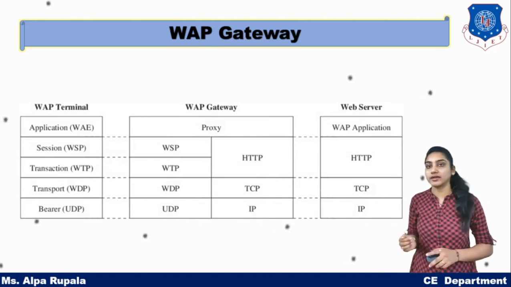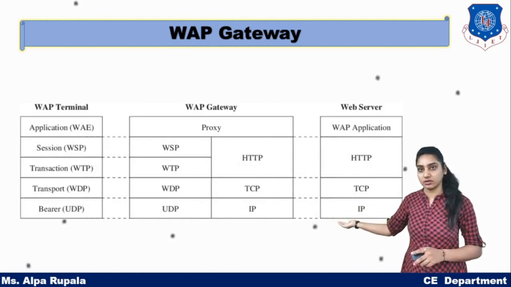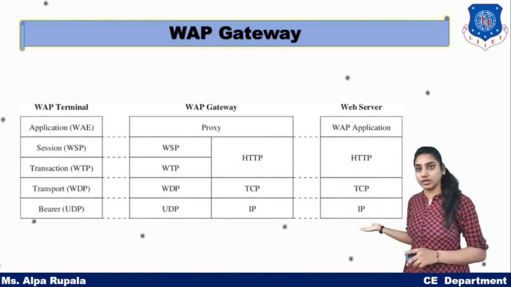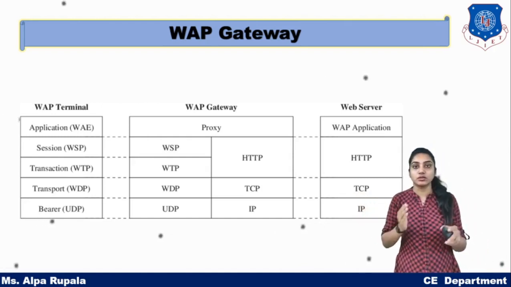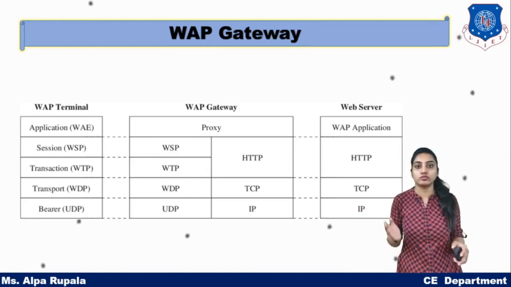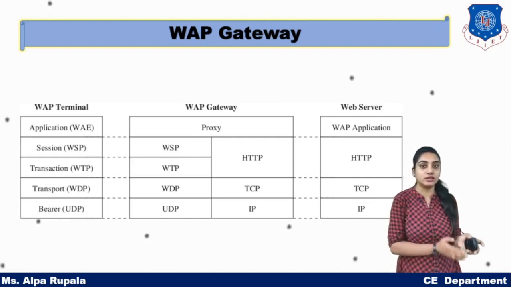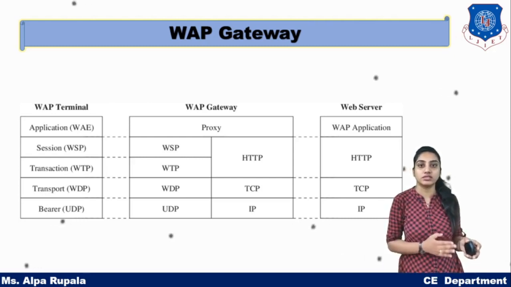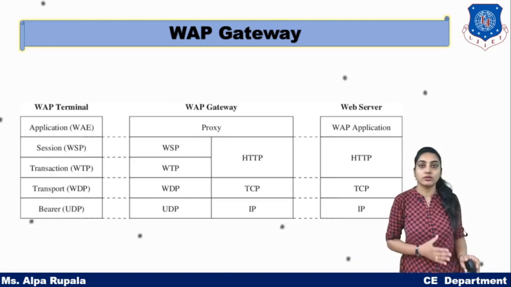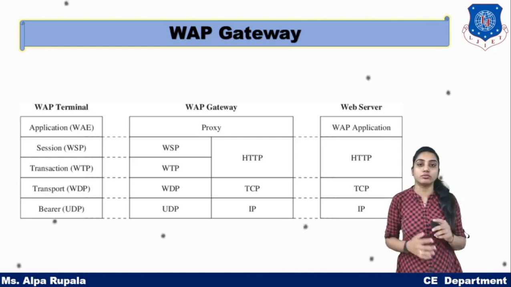Now look at this diagram. We have the web terminal, the web protocol stack, and the web gateway. Now what is the gateway's functionality? The gateway's functionality is to communicate between two different networks. Firstly, at one end we have the web network or web protocol stack, and at the other end we have the HTTP protocol, or basically the TCP/IP protocol stack.